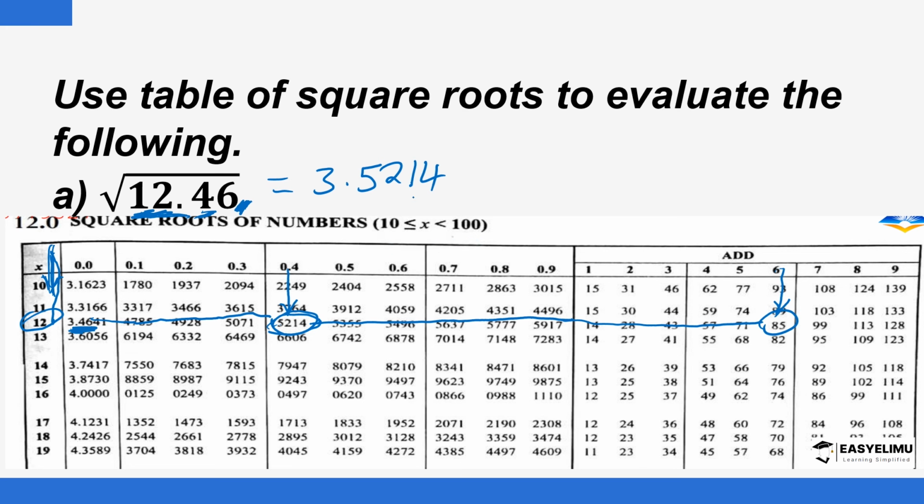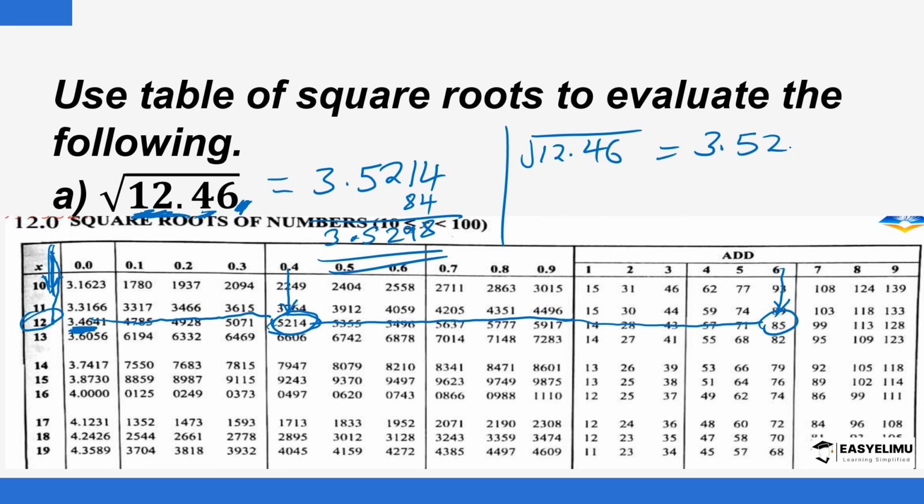That number 85, you add it to this. Take note of the way I'm adding it. It is added to the last digits. So this is 8, this is 9, and this is 2, this is 5, and this is 3. So it means the square root of 12.46 is 3.5298. So that is how you are able to read the square roots of numbers.